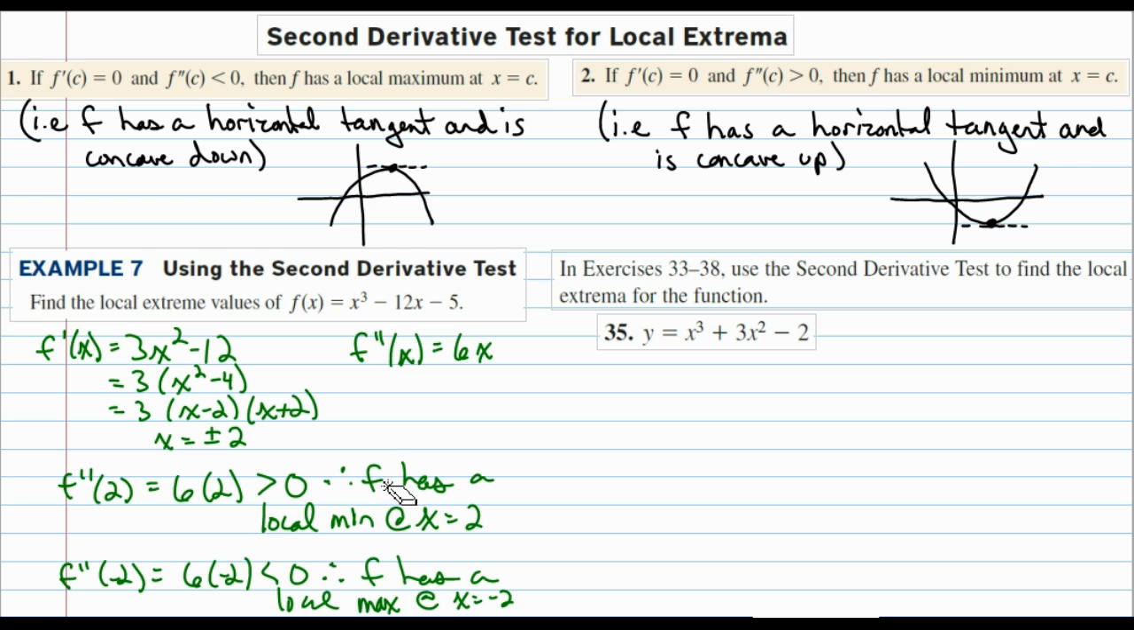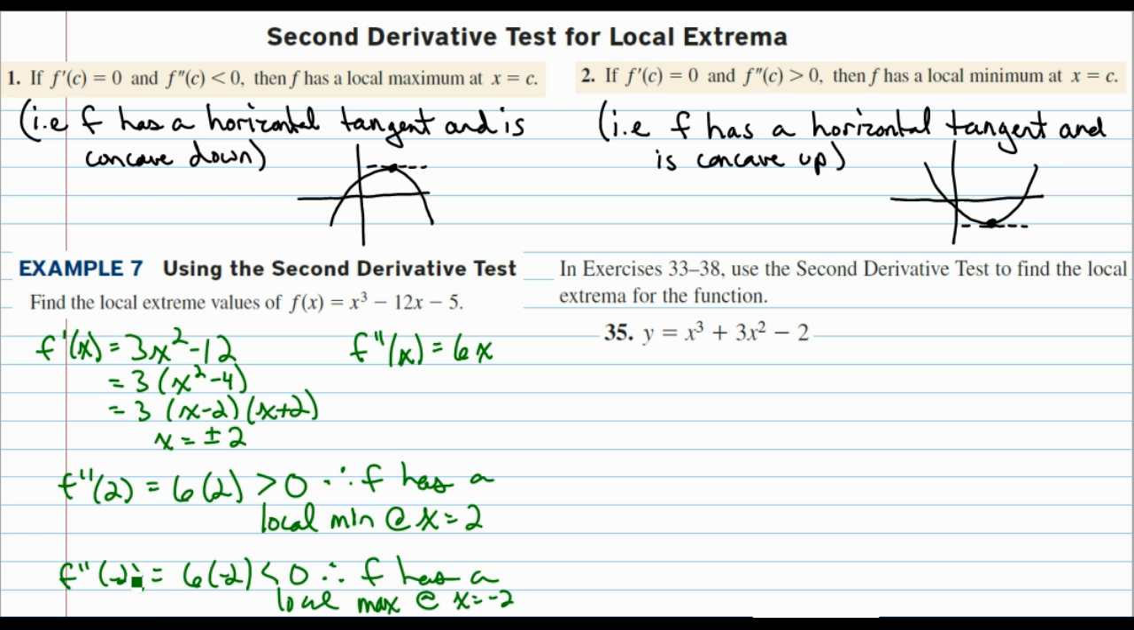So I found that the second derivative was 6x. So I plugged in 2, so 6 times 2 is 12, which is greater than 0. So since f prime of 2 is 0 and f double prime of 2 is greater than 0, the function would be concave up, and therefore f has a local min at that horizontal tangent at x equals 2.